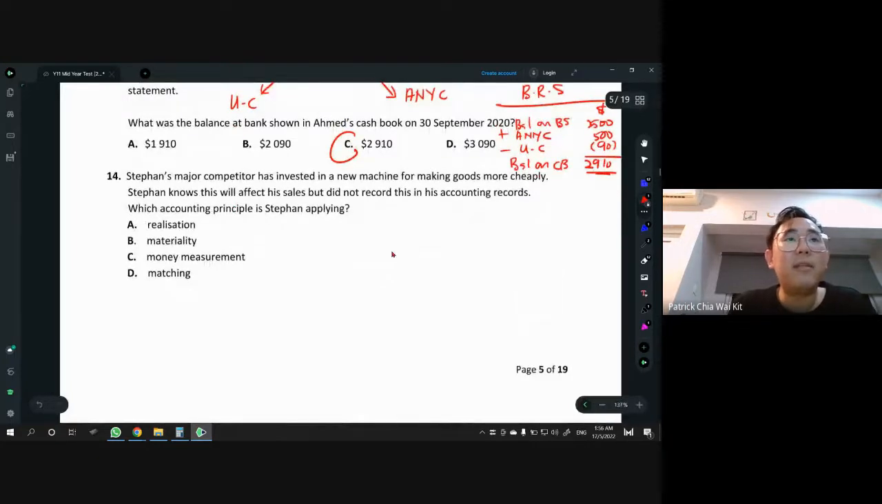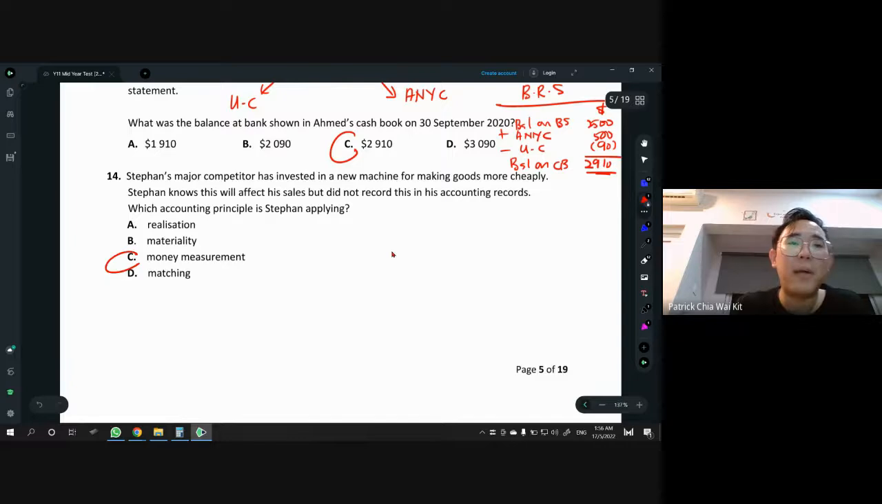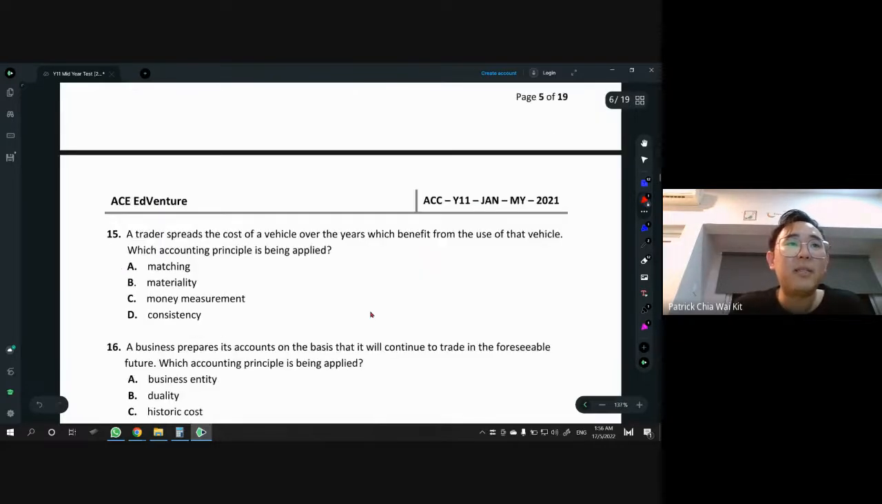Stephen's major competitor invested in a new machine, making goods more cheaply. Stephen knows that this will affect his sales, but he did not record this in the accounting records. So which accounting principle is he applying? In this case, he can't measure how much loss it will cause to his sales and so on. When you can't measure, it's called money measurement, and then you don't record. Okay, money measurement. Next one, 15.